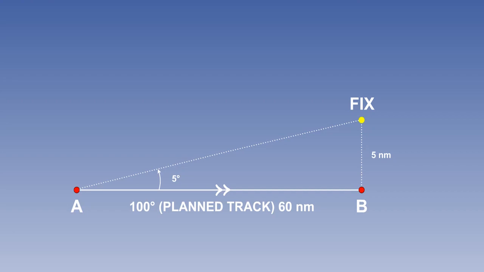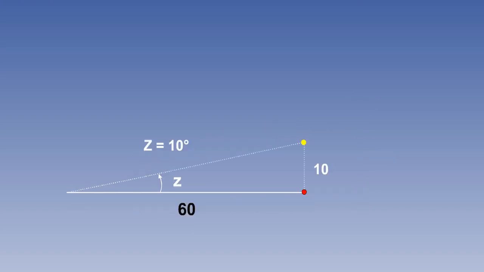Suppose our planned track had been 100. We can say that our actual track was 095 degrees. The actual track flown is sometimes referred to as track made good. So our track made good is 095 degrees. Of course, it would be very rare that our fix will take place at exactly 60 miles. So we need to understand how to adapt this rule to distances other than 60 miles.